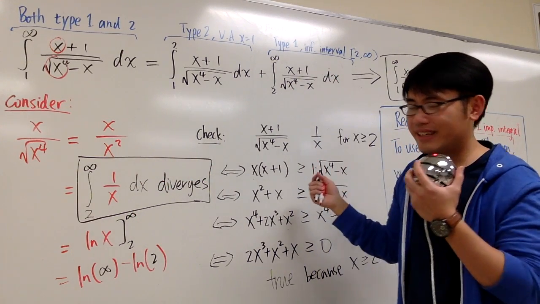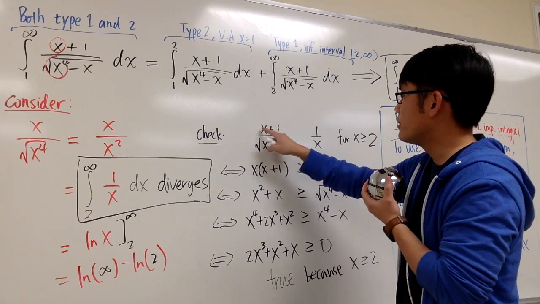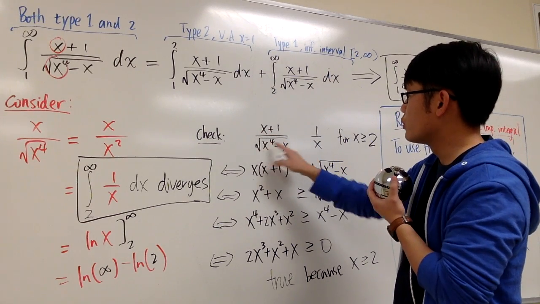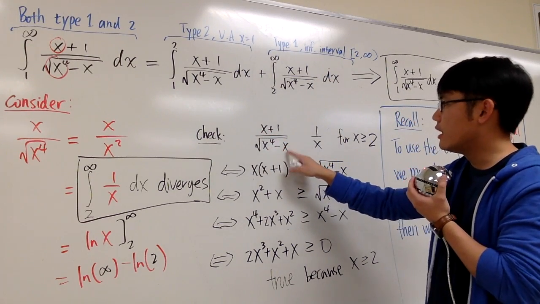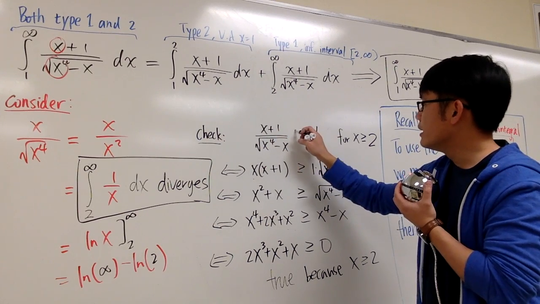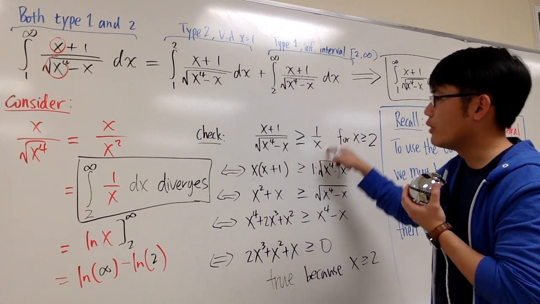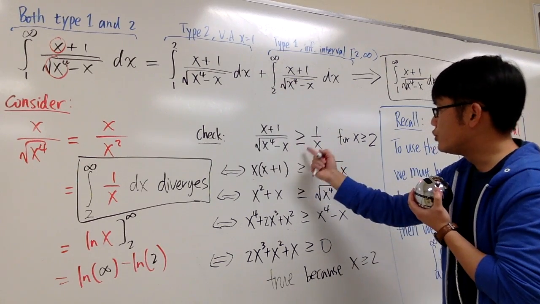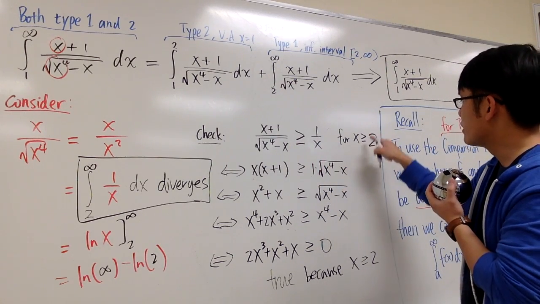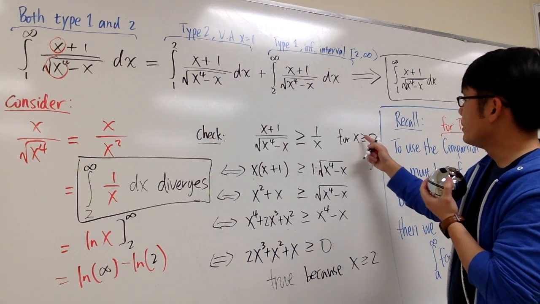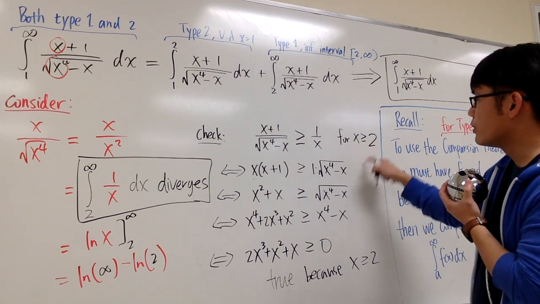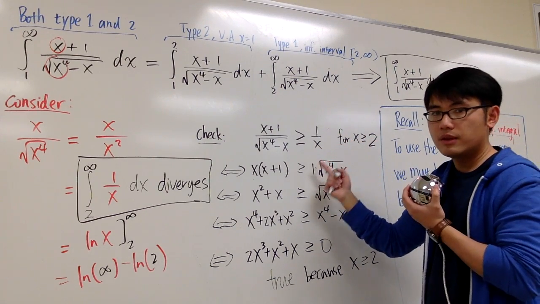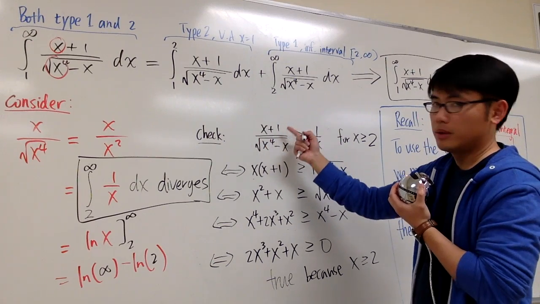It's even bigger. So I will just put down the expression x plus 1 over square root of x to the fourth power minus x. I want to show this expression is bigger than or equal to 1 over x. Okay? And I hope to show that it's true for x greater than or equal to 2. Notice that because x is greater than or equal to 2, 1 over x will be positive, and this right here will also be positive.